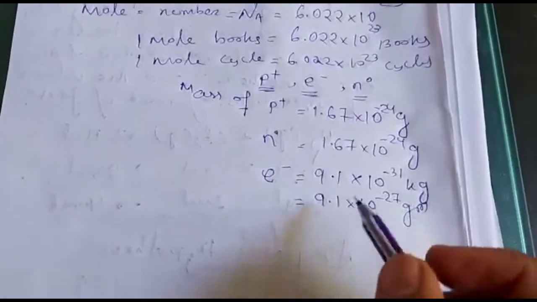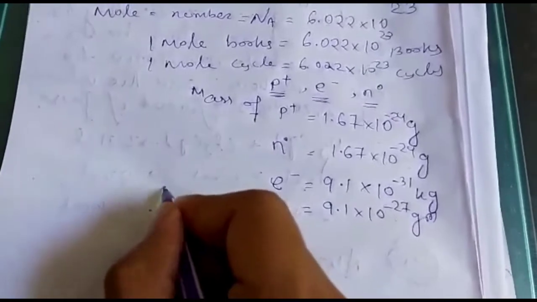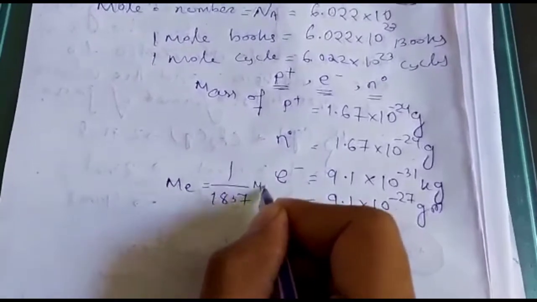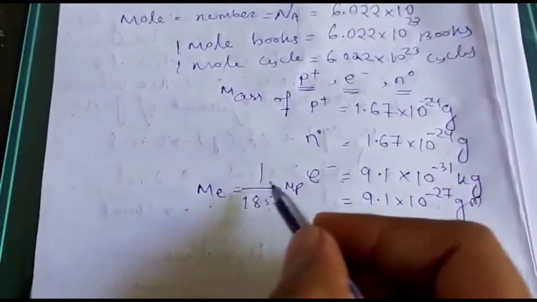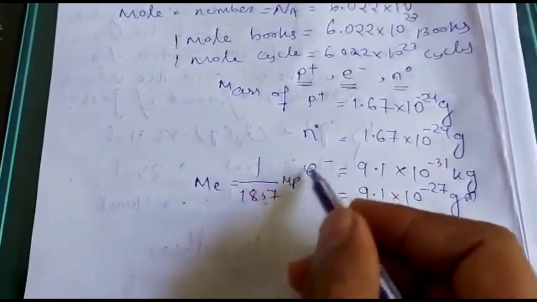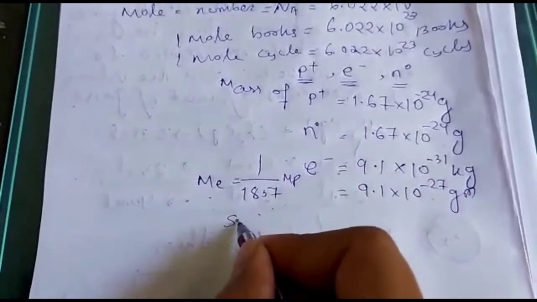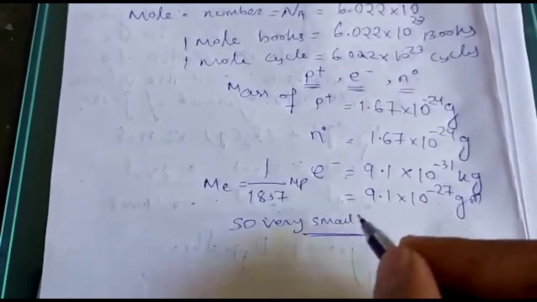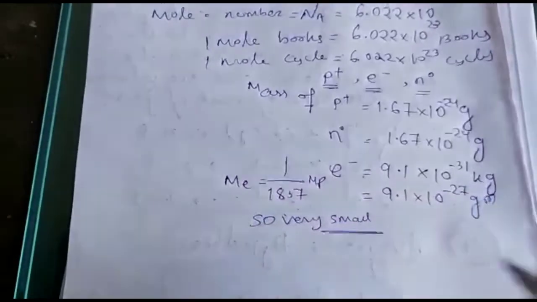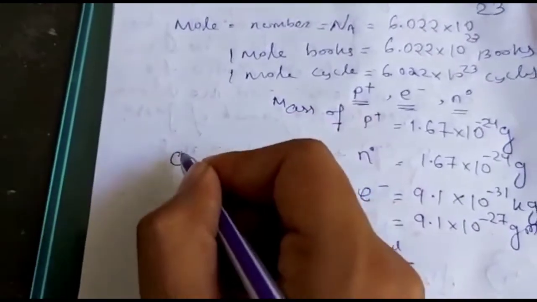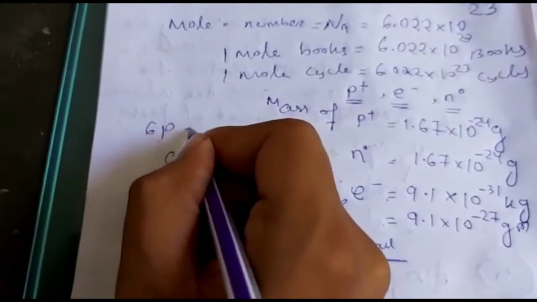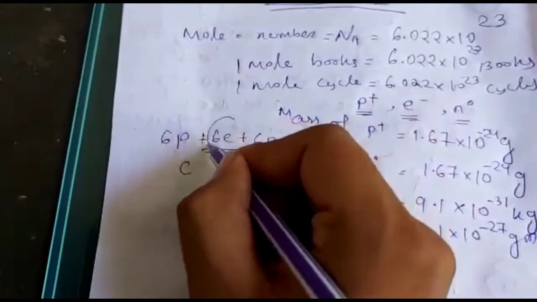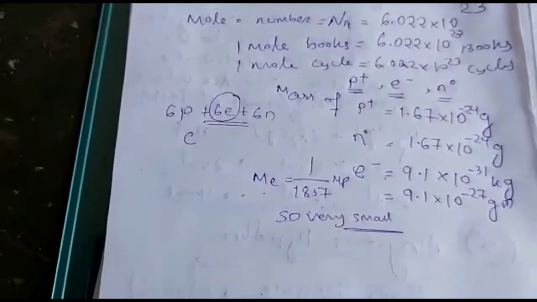Now you see here, the mass of electron is 1 by 1837 times the mass of proton. So it is very, very small. Mass of electron is very small. We never take it into consideration. Suppose you have carbon. Carbon has 6 protons, 6 electrons and 6 neutrons. We never consider the electron while we are calculating the mass.